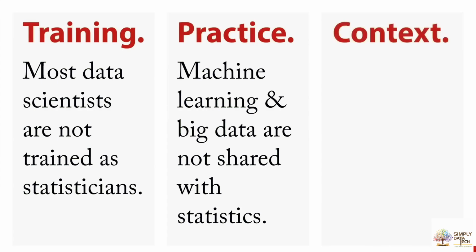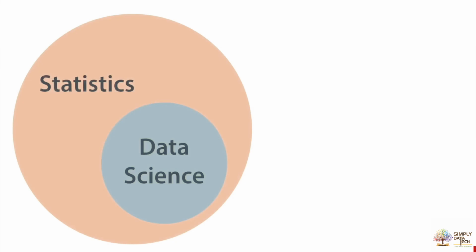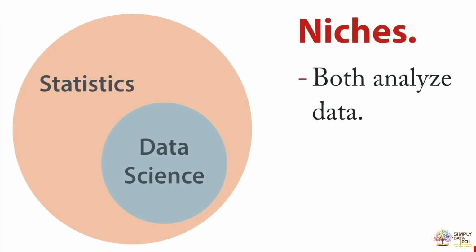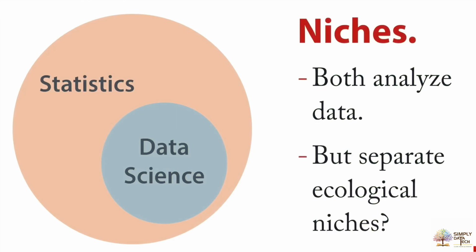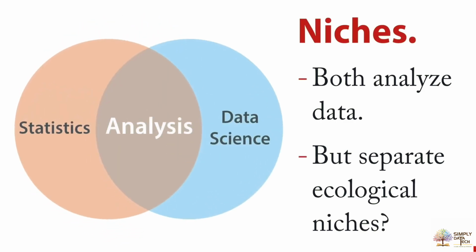And then there's the really important issue of context. Data scientists tend to work in different settings than statisticians. Specifically, data scientists very often work in commercial settings where they're trying to get recommendation engines or ways of developing a product that will make them money. So maybe instead of having data science as a subset of statistics, we can think of it more as these 2 fields have different niches. They both analyze data, but they do different things in different ways. So maybe it's fair to say they overlap. They both have analysis in common of data, but otherwise they are ecologically distinct.